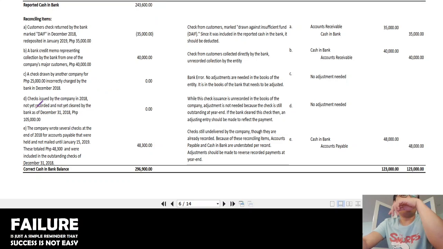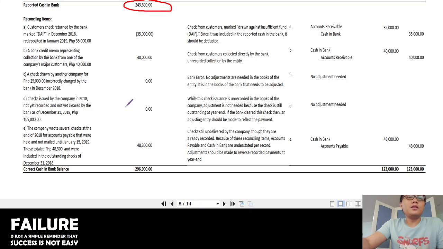Checks issued by the company in 2018, not yet recorded and not yet cleared by the bank as of December 31, 2018. So, ano yung transaction? Nag-issue tayo ng cheque in 2018. Hindi natin na-record. Pero at the same time, hindi rin siya na-clear sa bangko. Outstanding check amounting to 105. The point is, hindi siya kasali or hindi natin siya na-deduct dito, tama, sa na-report natin na cash.